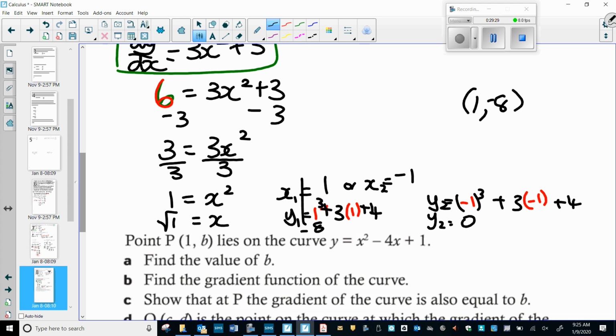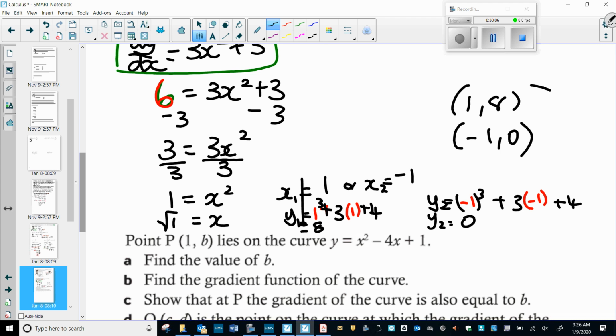Isn't 1 to the power... Oh, it's not negative 8. It's not negative 8. And negative 1, 0. Sorry, Emma, what did you say? How did you get 8? 1 cubed is 1. Yeah. 3 times 1 is 3. So 1 plus 3 is 4. Plus 4 is... Yeah, we're good? Okay. So far, so good?